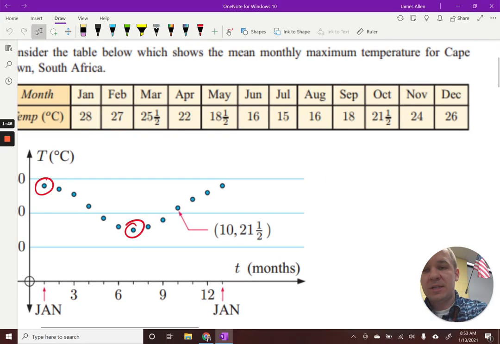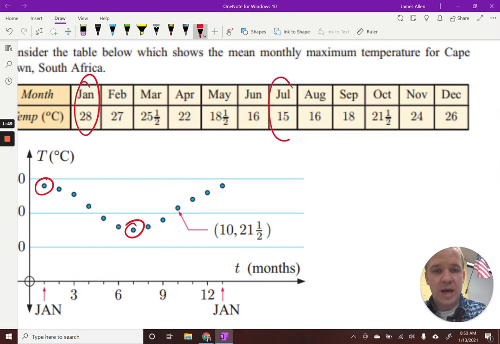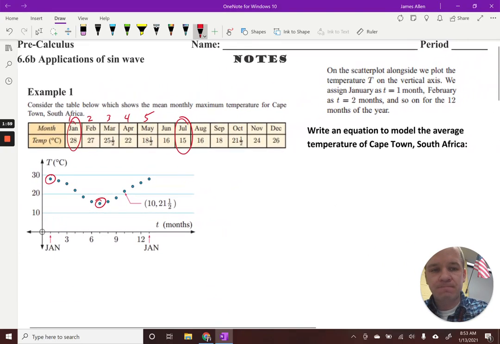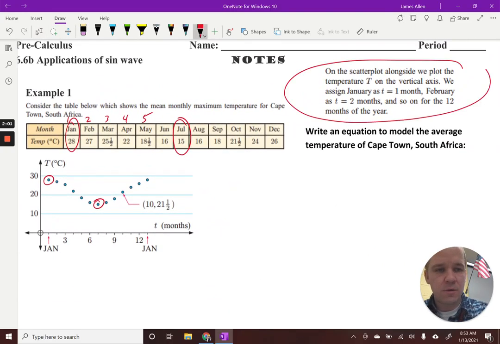So if I'm looking at my T chart, we've got January, and the other one looks like it's a 7. That is July, right? So our numbers are going to be 1, 2, 3, 4, 5, and so forth for our months. That also says that right over here, if you didn't see that. Alrighty, so for January, I have 28 as my max. For July, I've got 15. That's my min. Perhaps I could find a midline from that.